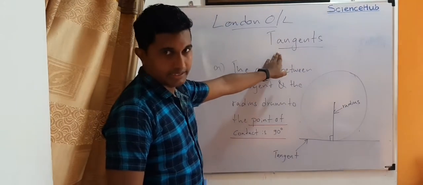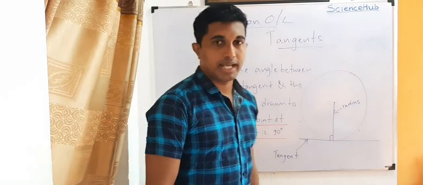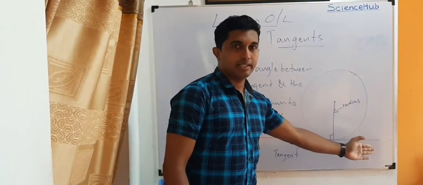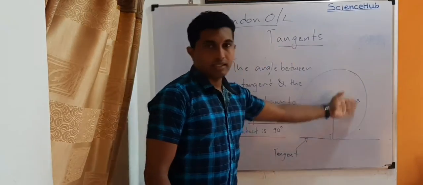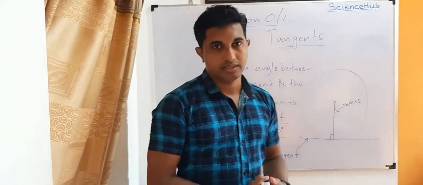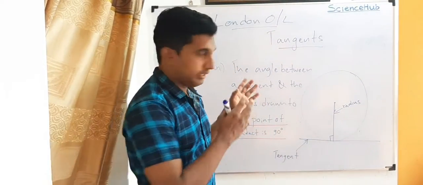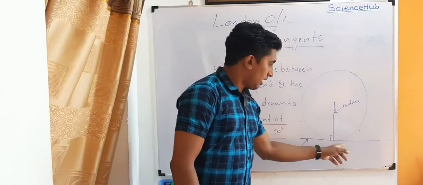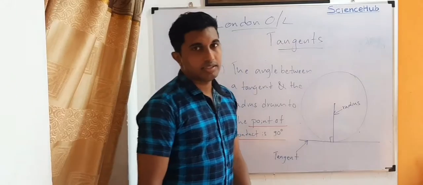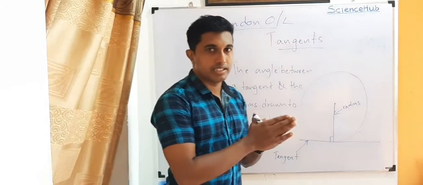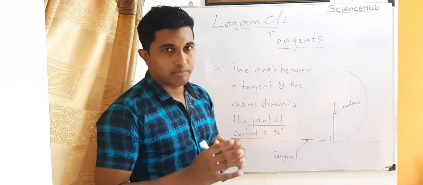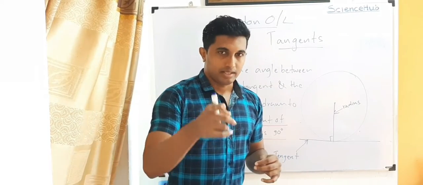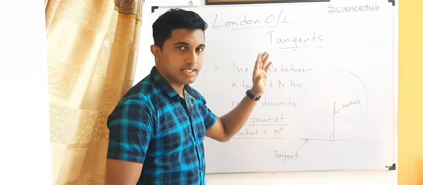What are tangents? Tangents are the straight lines that touch the circle. Tangents are in here. The tangents are the straight lines that touch the circle at a certain point. Okay, now there are two theorems that you have to learn in your books about tangents.